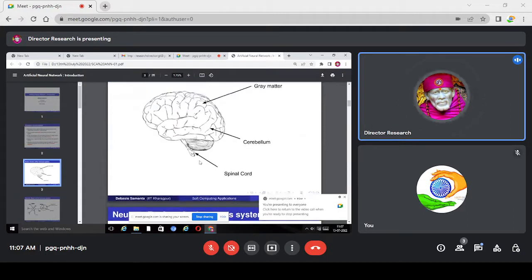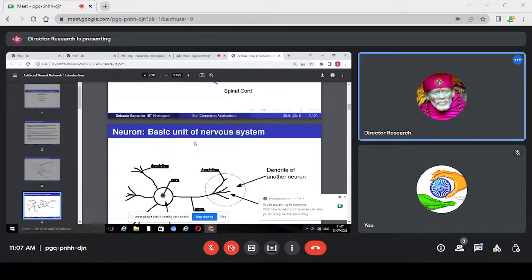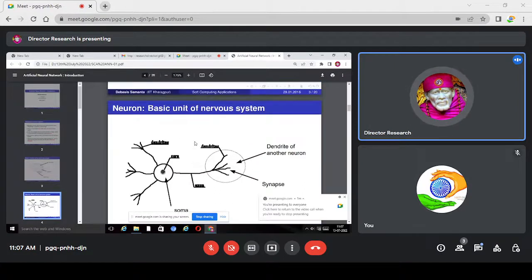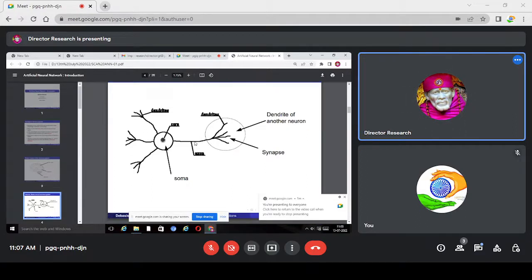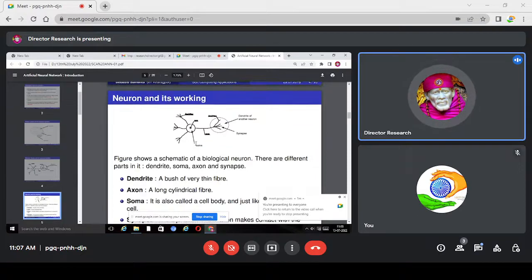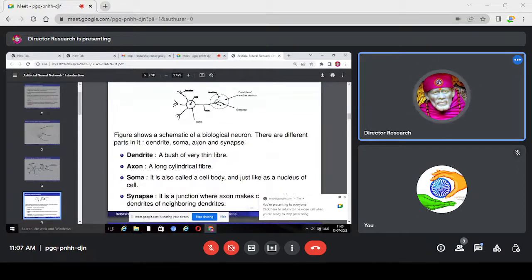These are the important things and a basic unit of nervous systems. So here dendrite of another neuron, synapse, soma, like that. Neuron and its working. The figure shows a biological neuron. There are different parts in it. So then dendrite, axon, soma, and synapse.